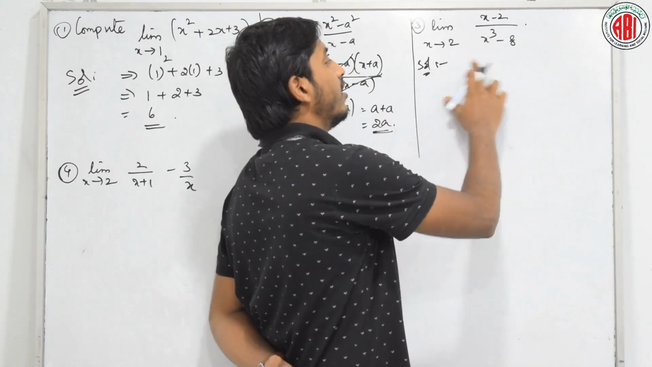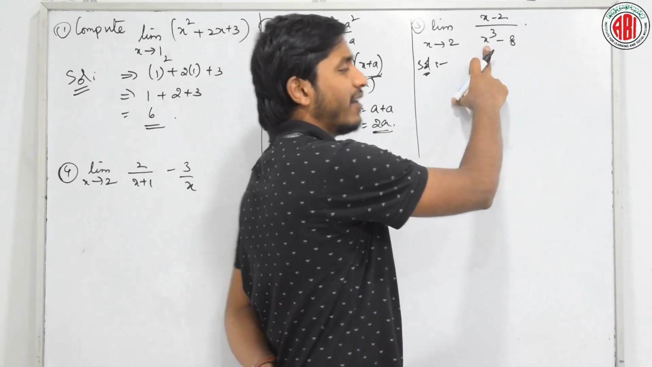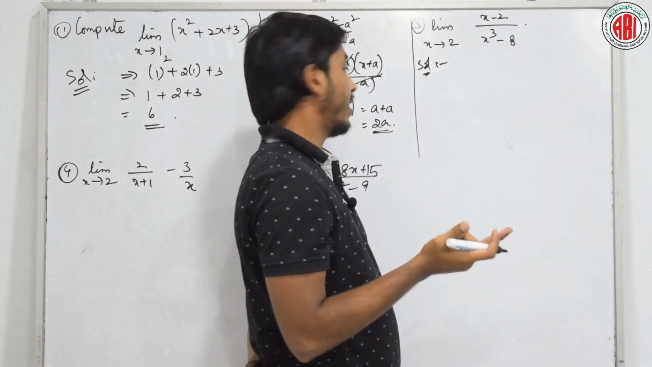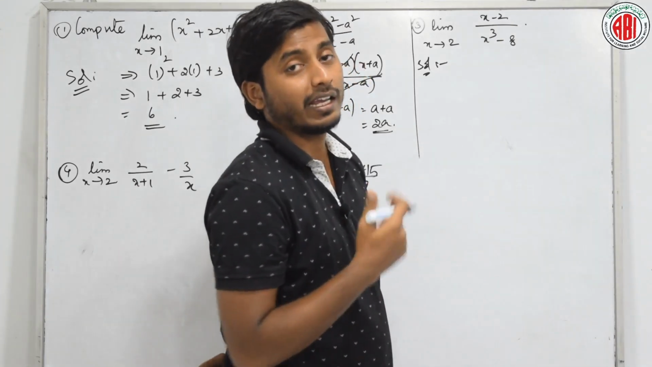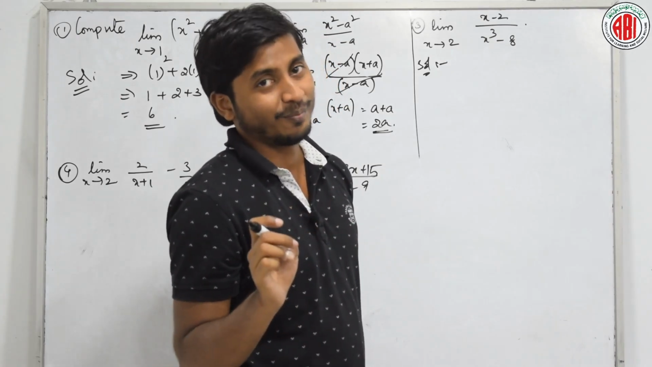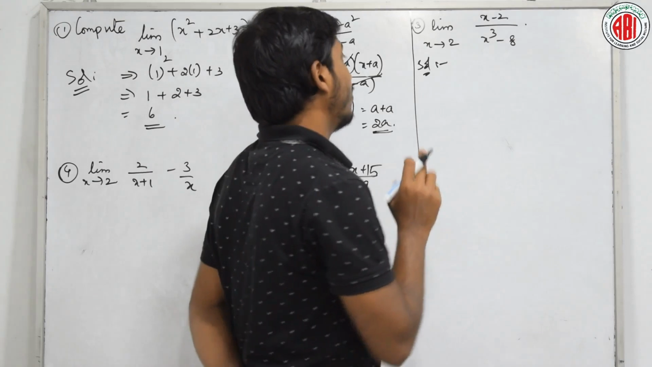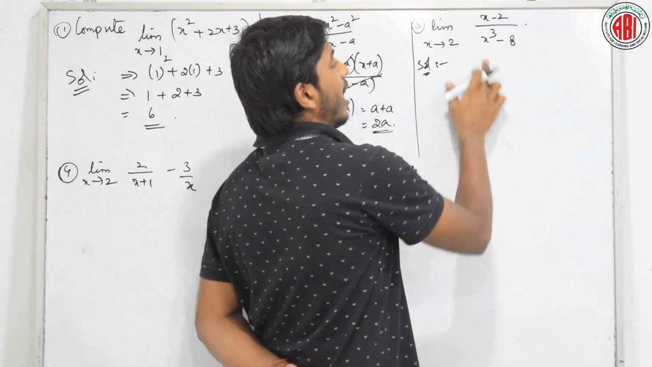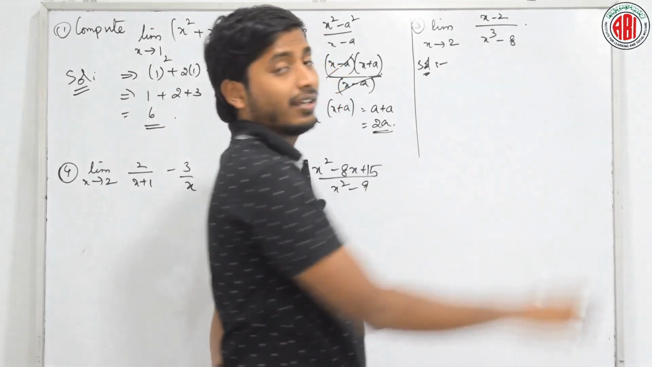Just check it here: 2 cube minus 8. What is the value of 2 cube? That is 8, right? 8 minus 8, again 0. The denominator is becoming 0. So again it is 0 by 0, which is an indeterminate form, right? So in order to avoid that, we have to simplify this in a different way. How to do it? Just tell me.